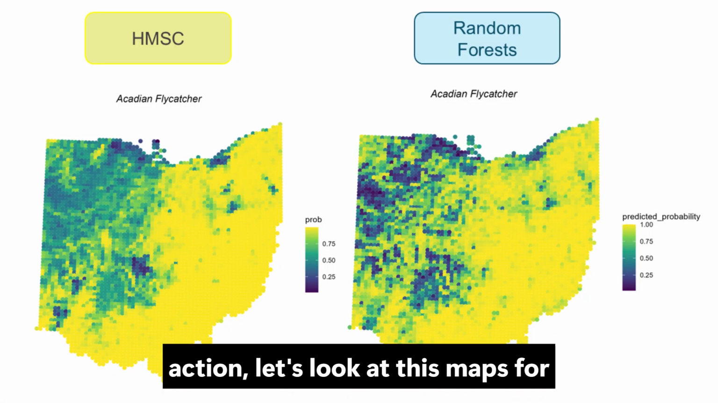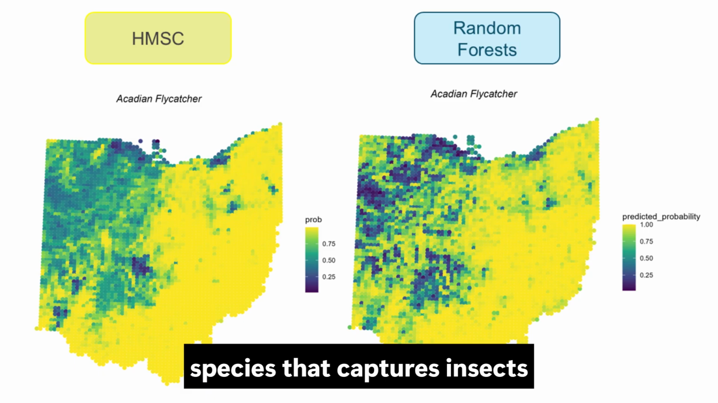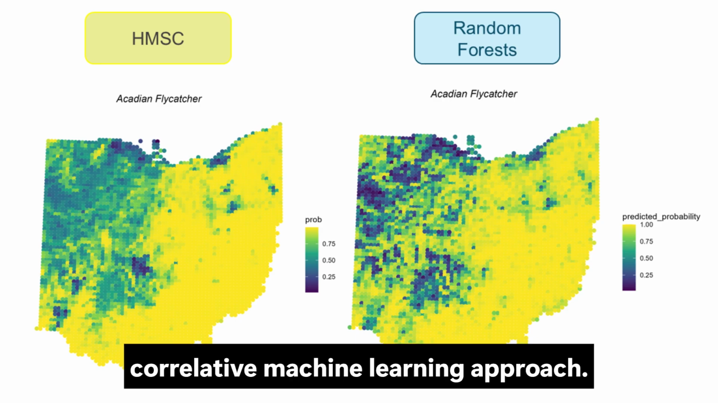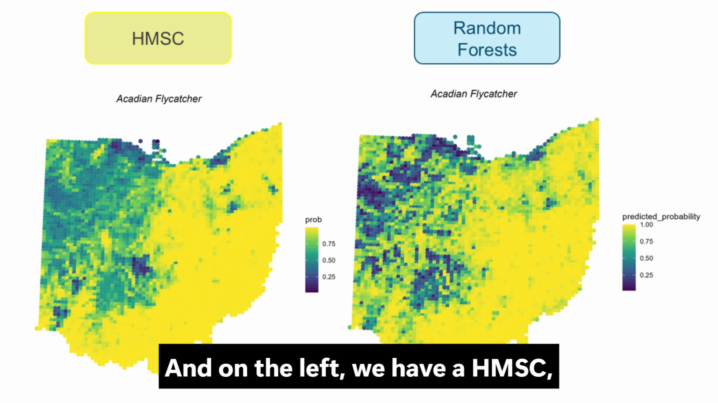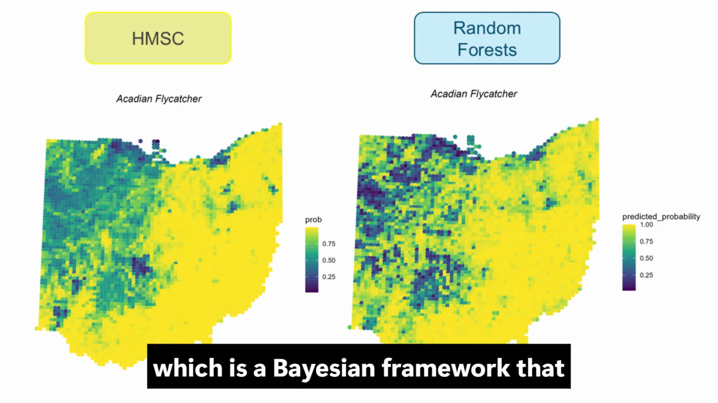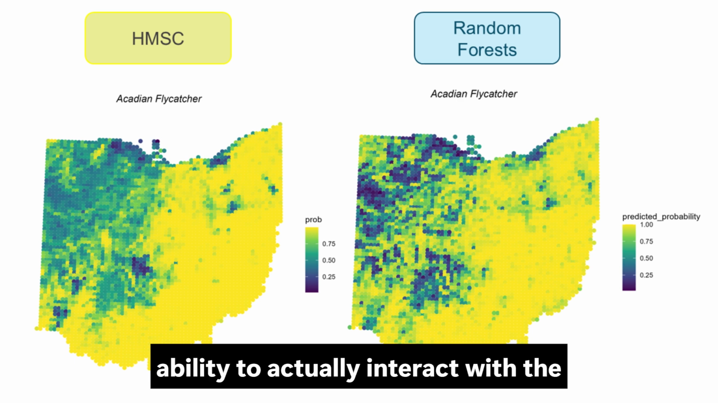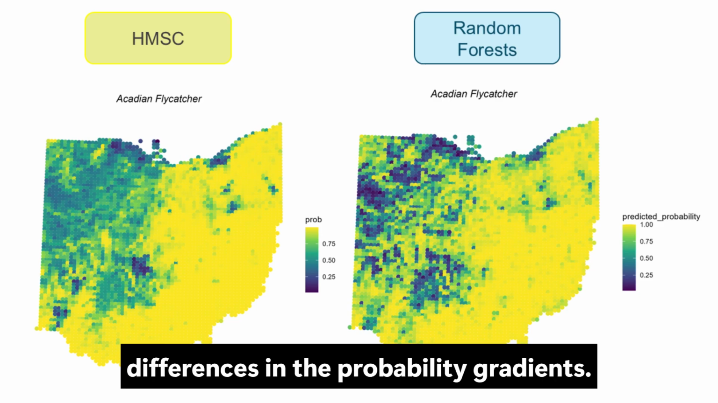To see this in action, let's look at these maps for Acadian flycatcher. This is a bird species that captures insects mid-air. On the right, we have a random forest model. This is the correlative machine learning approach. And on the left, we have an HMSC, which is a Bayesian framework that incorporates traits reflecting species' ability to actually interact with the environment. Notice the differences in the probability gradients.